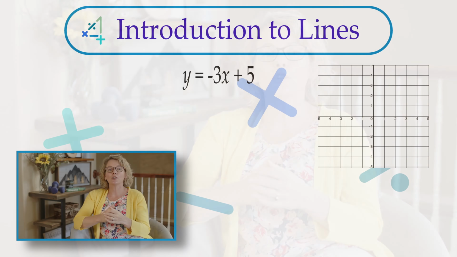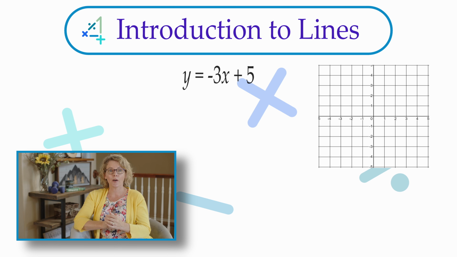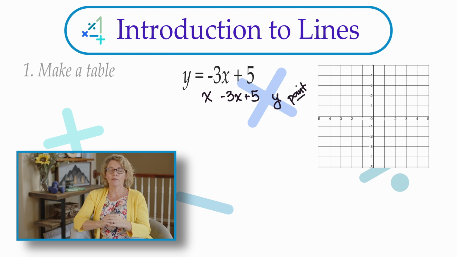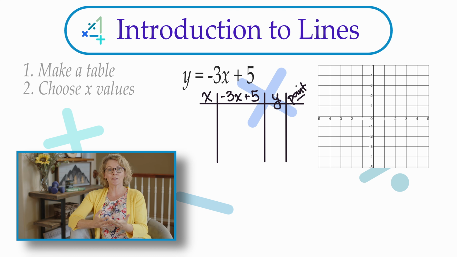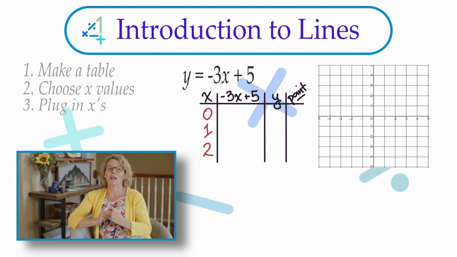We'll follow along to do y equals negative 3x plus 5. Make our table: x, negative 3x plus 5, y, and point. We'll draw lines to keep it neat. Step 2, we choose our x values. I will choose 0, 1, and 2 since I don't have any fractions by the x. Step 3, put in our x values and then evaluate. Negative 3 times 0 plus 5 equals 0 plus 5 equals 5, so y equals 5 here.